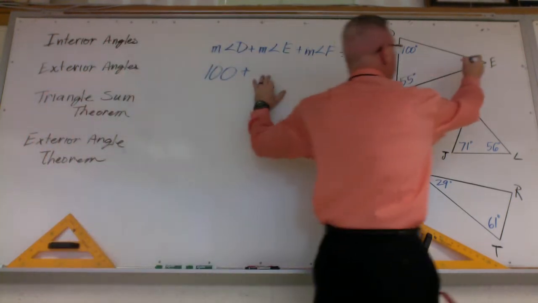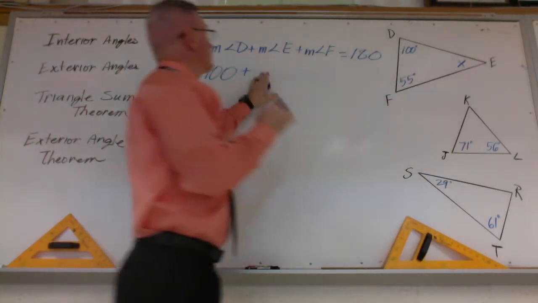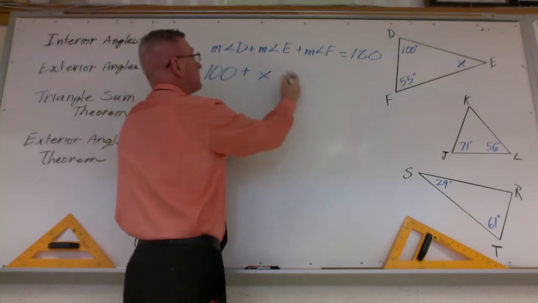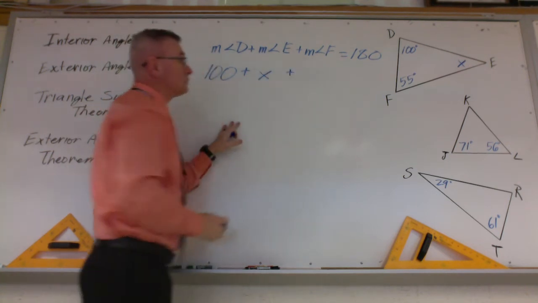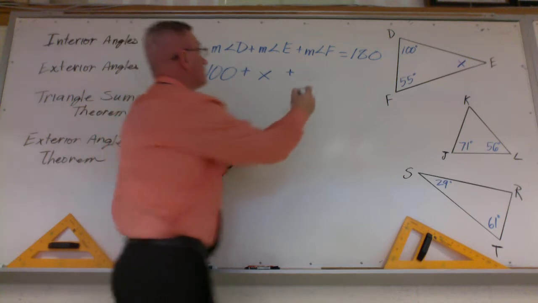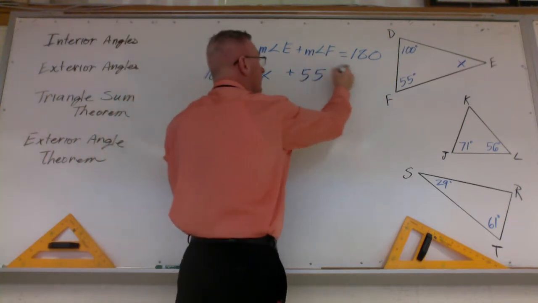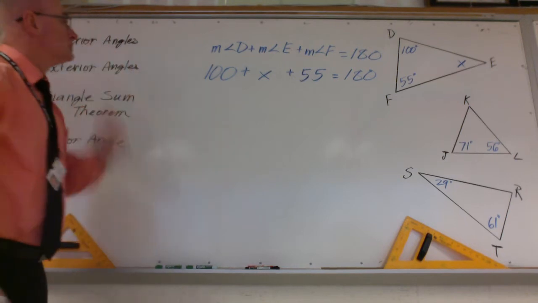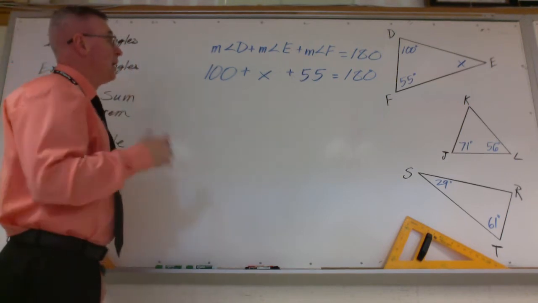I'm going to make a variable here, and I'm going to solve for that variable in a minute, but I'm going to put X in for E. And then the measure of angle F is 55. And then 180 over here. Now, how am I going to solve this?